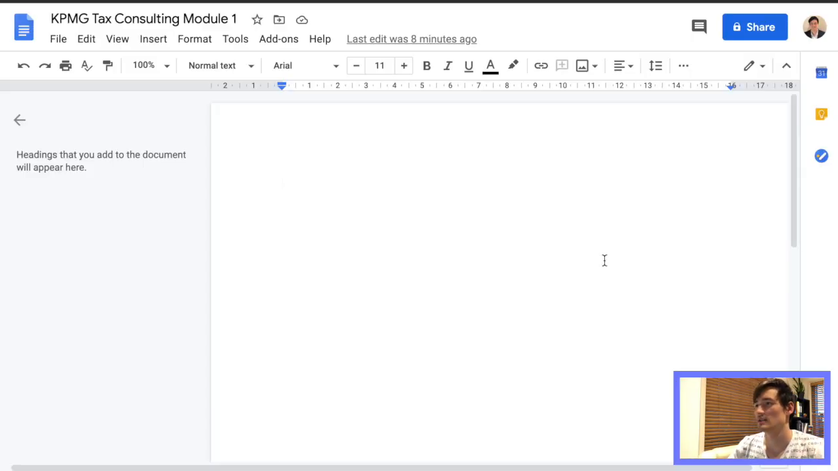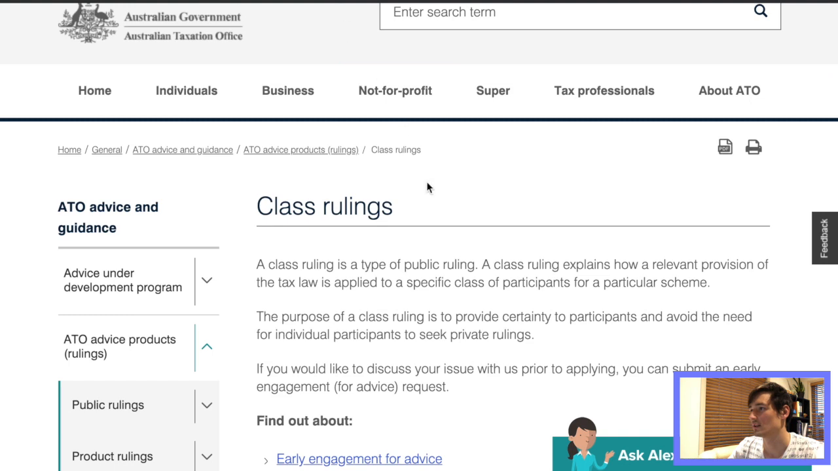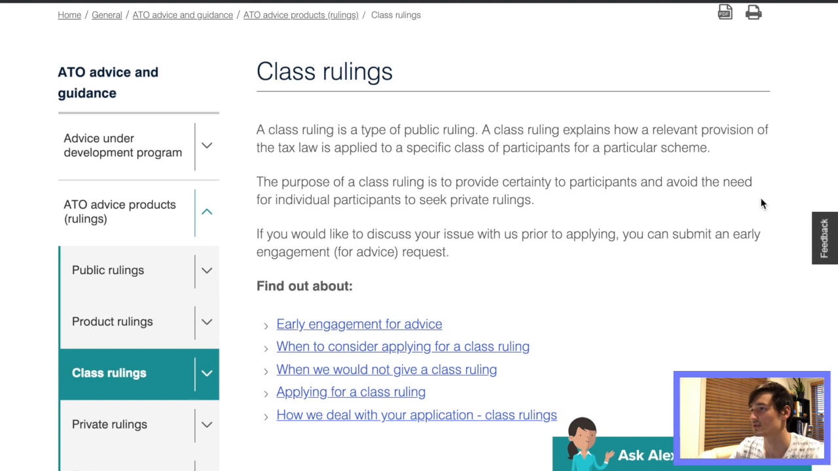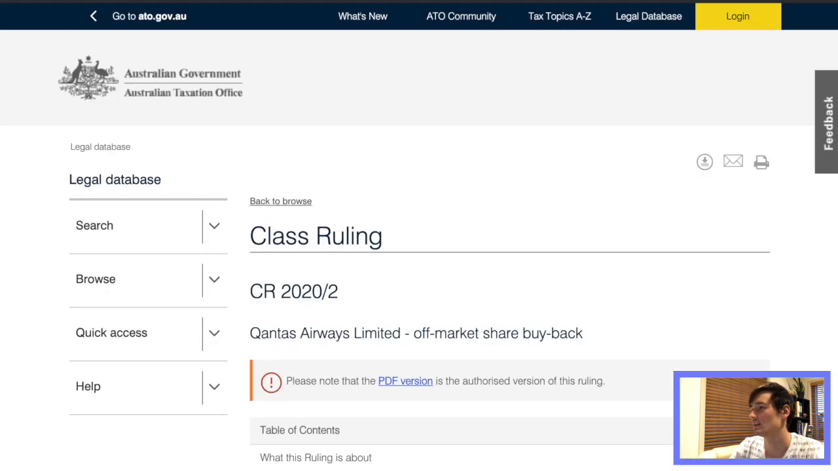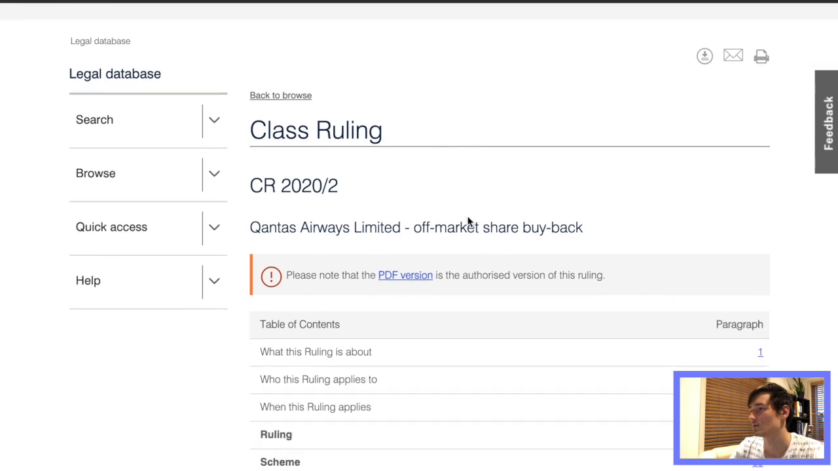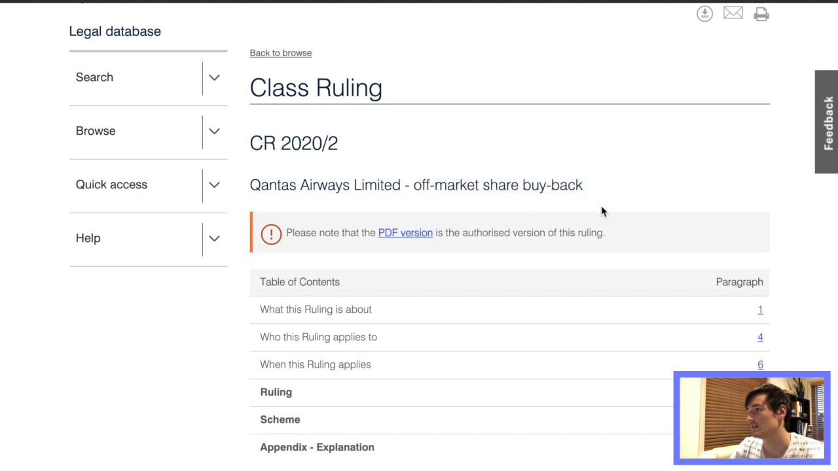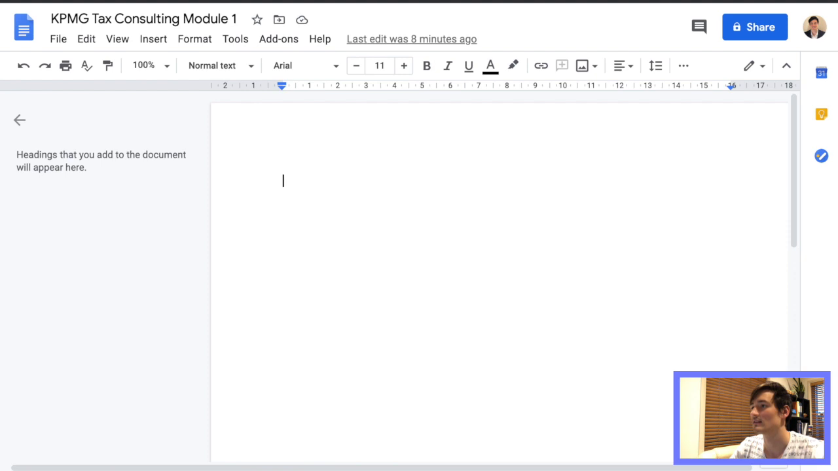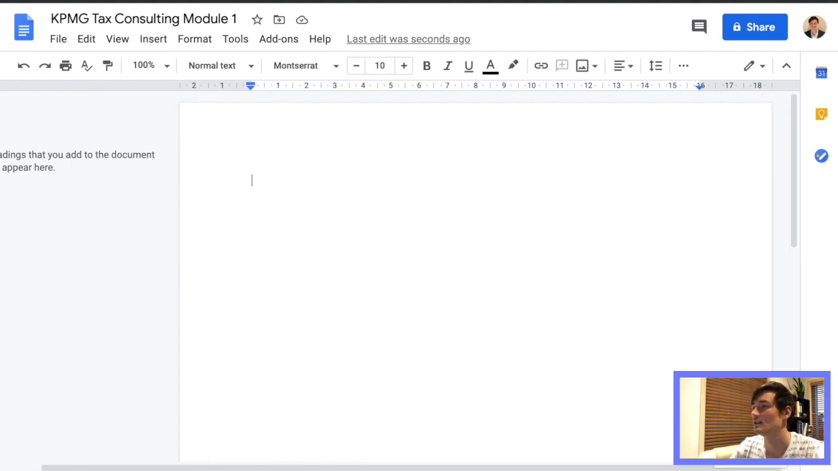I'm going to be using Google Docs for this. Basically, the first task is to write up a memo. We're also given a couple links. We have a class ruling link that I personally found on my own because I wanted to find out more about that, and this is the link about Qantas Airways, the share buyback that they did. That's something useful for you to also read that will help out with this task a lot.